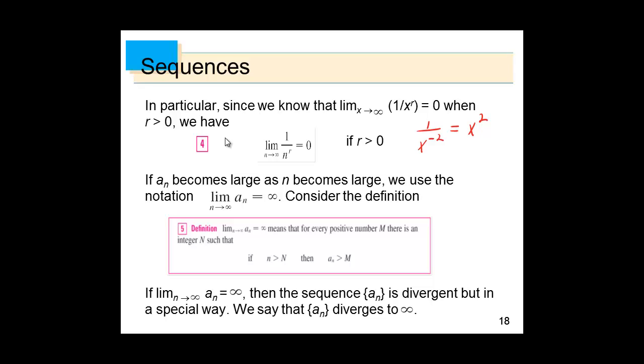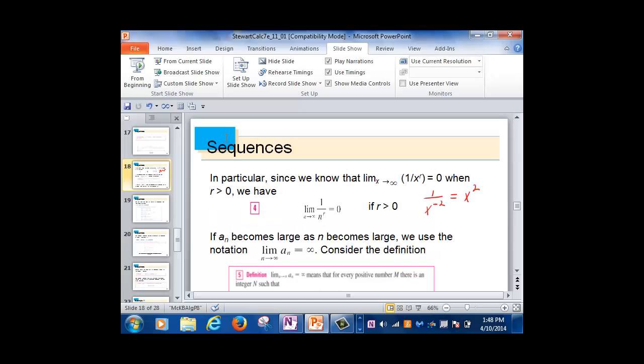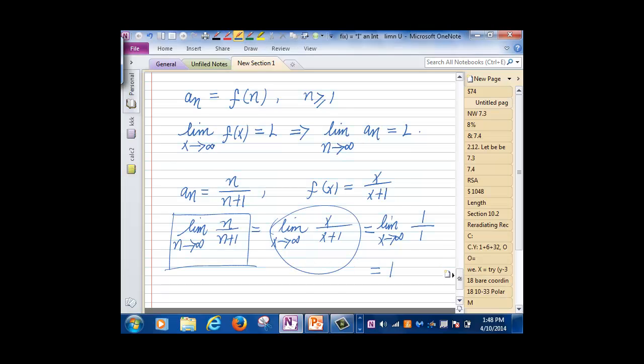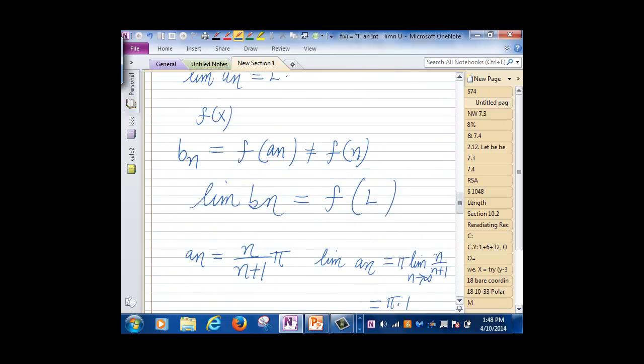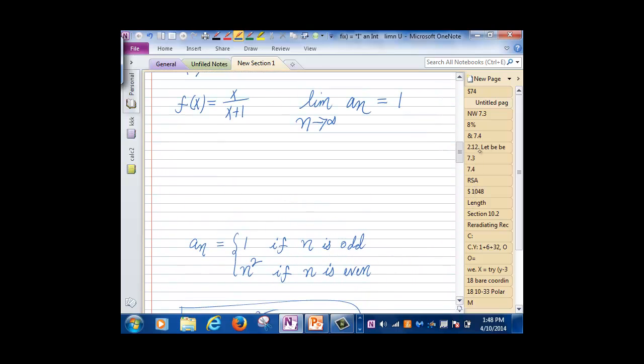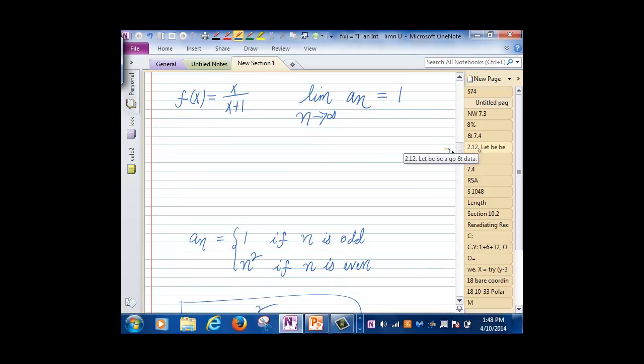So I think I gave you that example. Suppose I have this sequence a_n. a_n is 1 if n is odd, and a_n is n squared if n is even. What's the limit of this sequence? Well, first of all, it's clear that the limit doesn't exist as a number, because if I look at the even terms, the even terms are getting larger and larger, so they don't approach a number. So the limit doesn't exist.